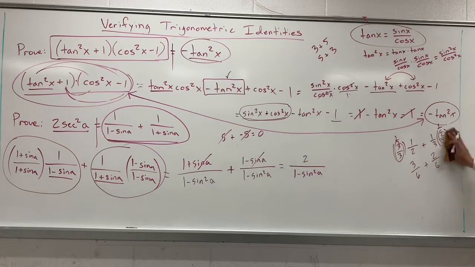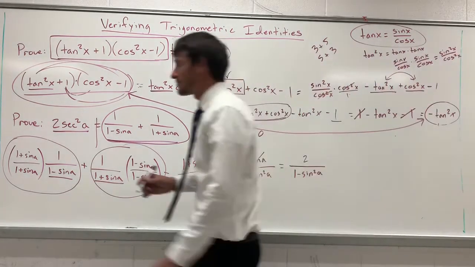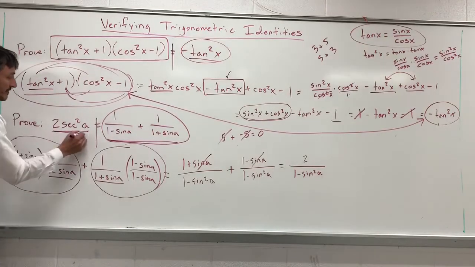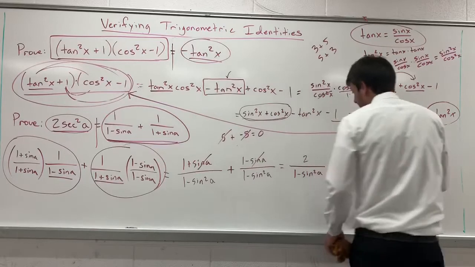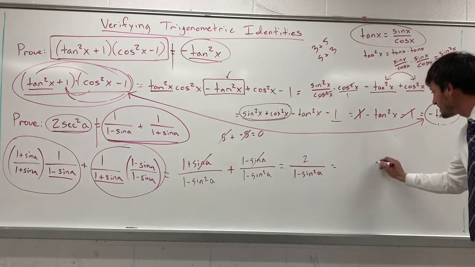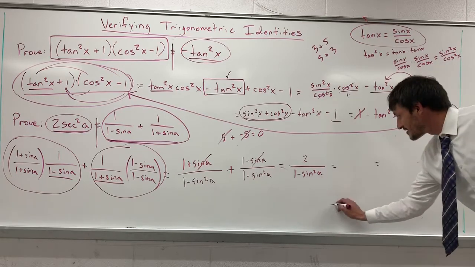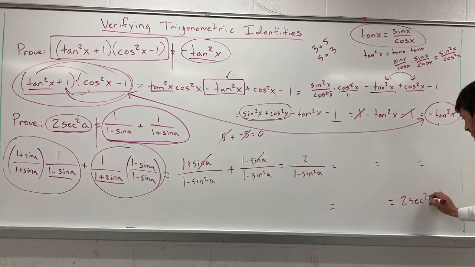All right, at this point, it will help you, again, to look at where you're trying to go. Notice that you're trying to get to a form of 2 secant squared of A. So eventually, this is supposed to turn into a 2 secant squared of A. So what's going to happen is equals, equals, equals until eventually we arrive at 2 secant squared A.